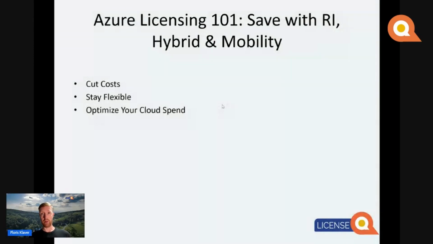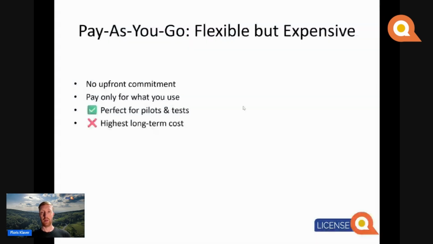So what are we talking about? Azure itself, how to cut cost, how to stay flexible, and how to optimize your cloud spend. So first and foremost, let's talk pay-as-you-go. Pay-as-you-go, or PAYG, like the name itself says, you're charged by the second, minute, hour, gigabyte, database. It's got a way of charging you for a certain unit against a certain time, usually the monthly period that you're using the service. There's never an upfront commitment.